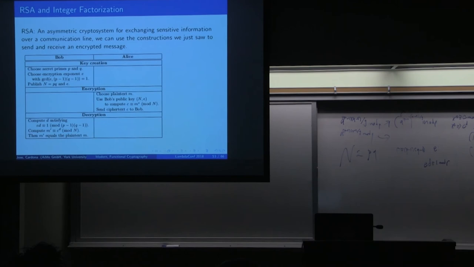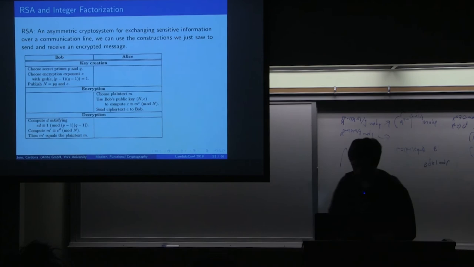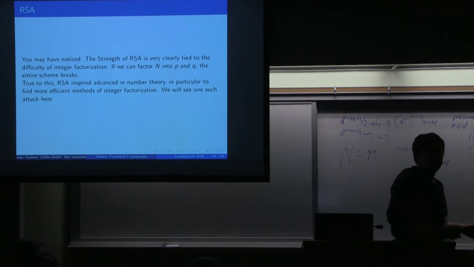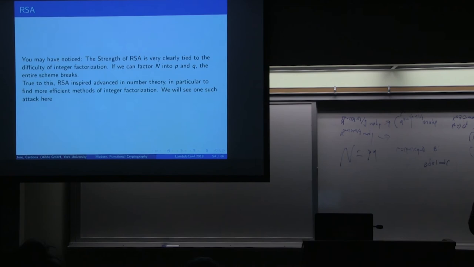And this is what it shows there. We have the private key, we compute D, and then M prime, the plaintext, is C to the D mod N. So the strength of RSA is clearly due to integer factorization. Why is it called asymmetric? Because E and D are different; your E and your D parameters are not the same.